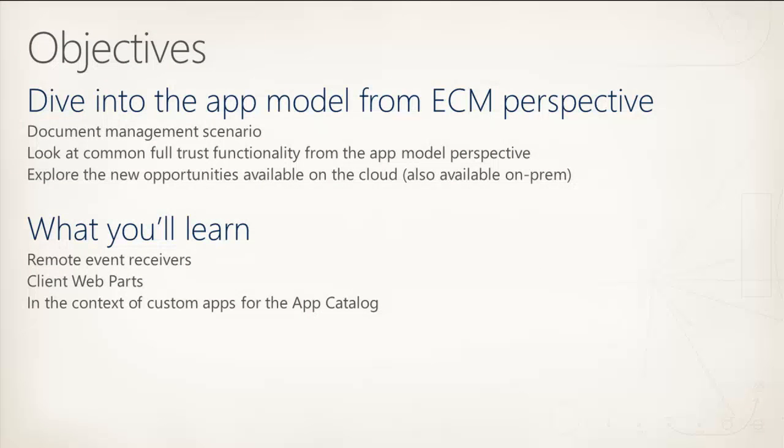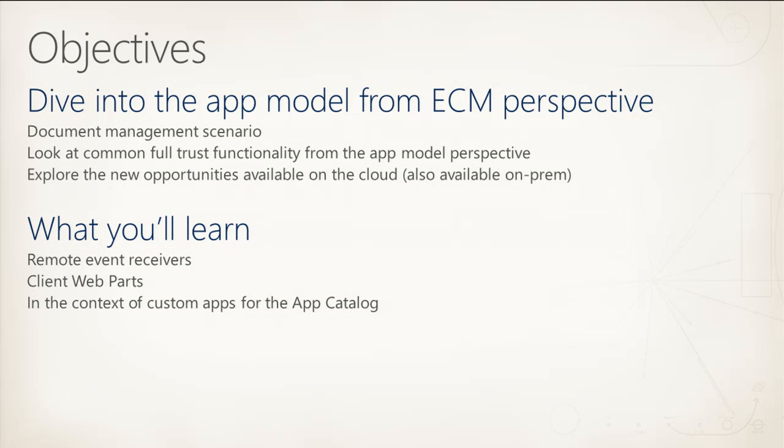So the objective of the talk is we're going to be diving into the app model from an ECM perspective. We're going to focus on document management scenarios, and we're going to look at some of the things that you could only do before in full trust, but now you can do by using the new app model. And we're going to look at how those enable you to do new things on the cloud and on-prem that before you could only do on-prem using full trust solutions.